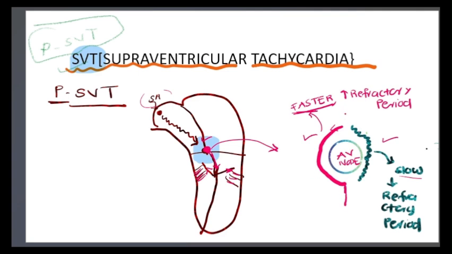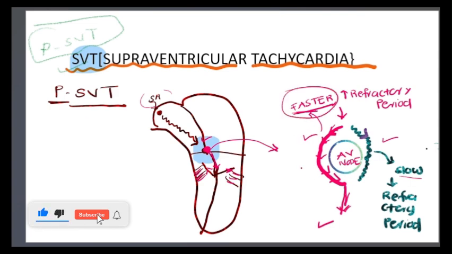Usually when the impulse reaches the AV node, it travels through the faster pathway as well as through the slower pathway. And what happens is the faster pathway will carry the impulses very fast and reach the ventricle. It gives the signals to the ventricle, and the ventricle will depolarize. So normally the ventricular depolarization is happening because of which pathway? It is because of the faster pathway that the ventricle is getting depolarized.